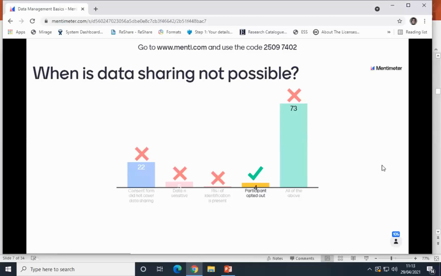So if the consent form did not cover data sharing, that doesn't necessarily preclude it, because we can do retrospective consent, for example, if that is possible. In some cases it's possible, in some cases it's not. So there is some leeway there as well.